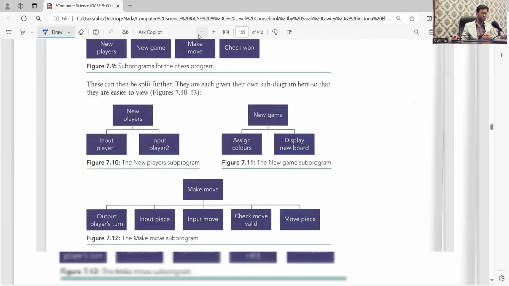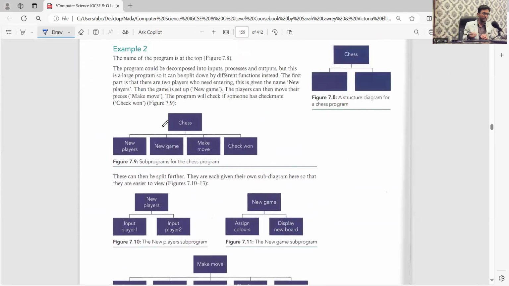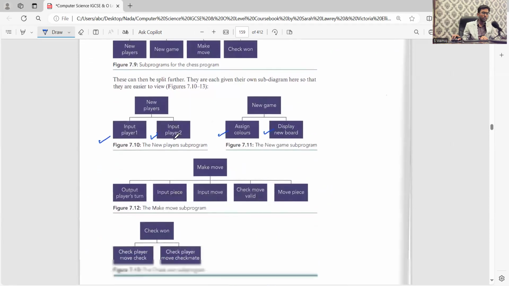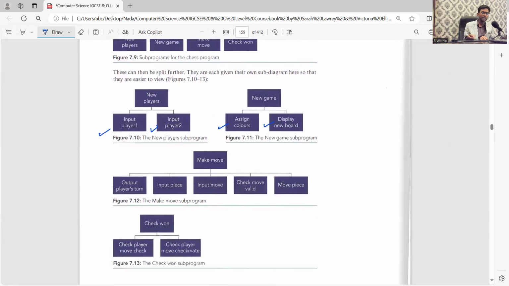So, for example, if you can see right here, this is basically an example two of chess. You can see that this is chess. These are the areas. It can be split further. If it's a new player, it means that it has player one, it has player two. If you want to play a new game, it has other more features. I just want to convey to you that if you have more areas, it makes it easier for you to create that software, because you can eventually segregate that and work on each individually, and then you combine all of them together.